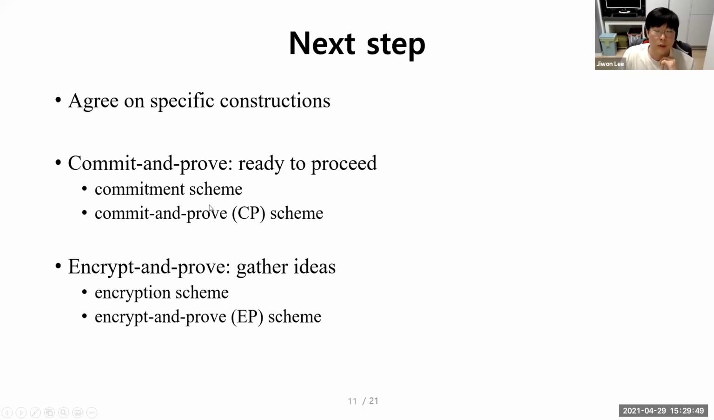We could, of course, do the same thing for the encrypt improve, but I wouldn't say this is really urgent compared to the commit improve since this is a new idea. So maybe we can gather some more ideas, like opinions on what candidates can be included in the encryption schemes or encrypt improve schemes. So let's look at the candidates now.